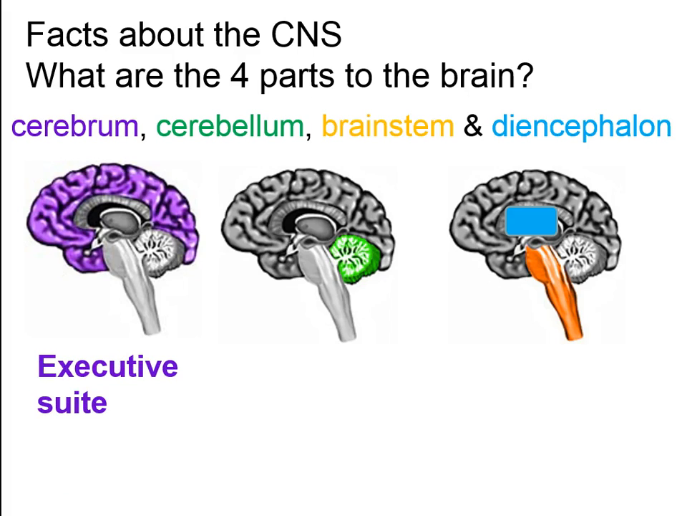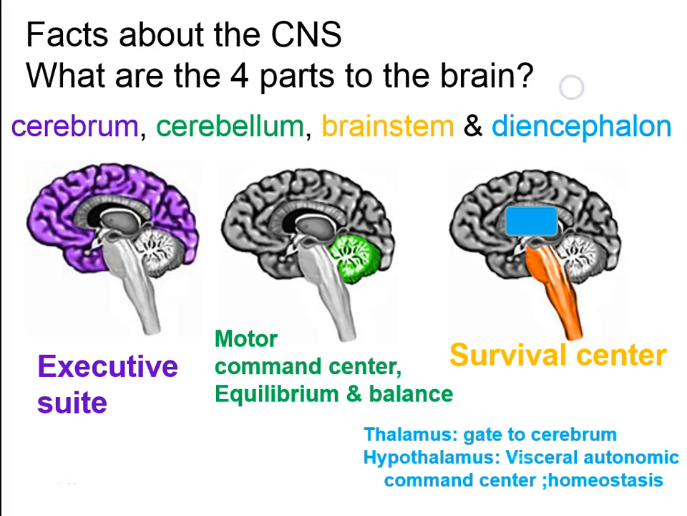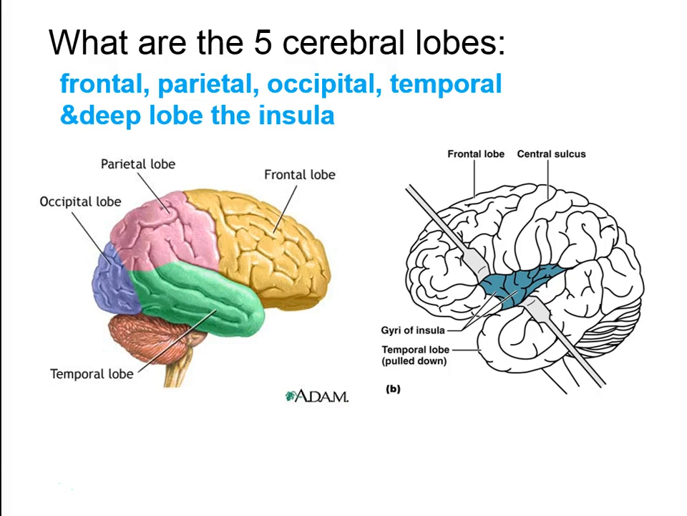The cerebrum is sometimes called the executive suite. The cerebellum is responsible for motor command center, equilibrium, and balance. The brainstem is a survival center with a lot of the automatic processes that occur. The diencephalon includes the thalamus, which is the gateway to the cerebrum, and the hypothalamus, where some of your visceral autonomic commands are located. It's an area that maintains homeostasis.